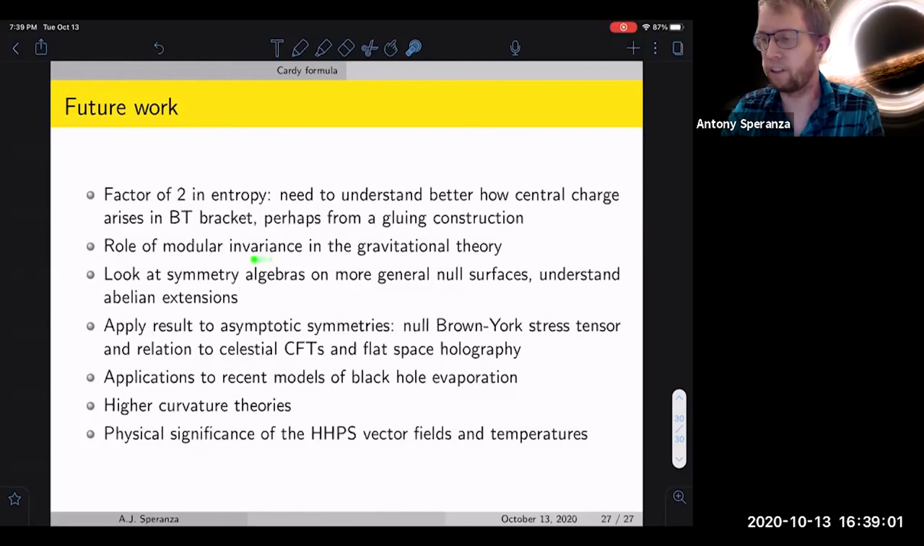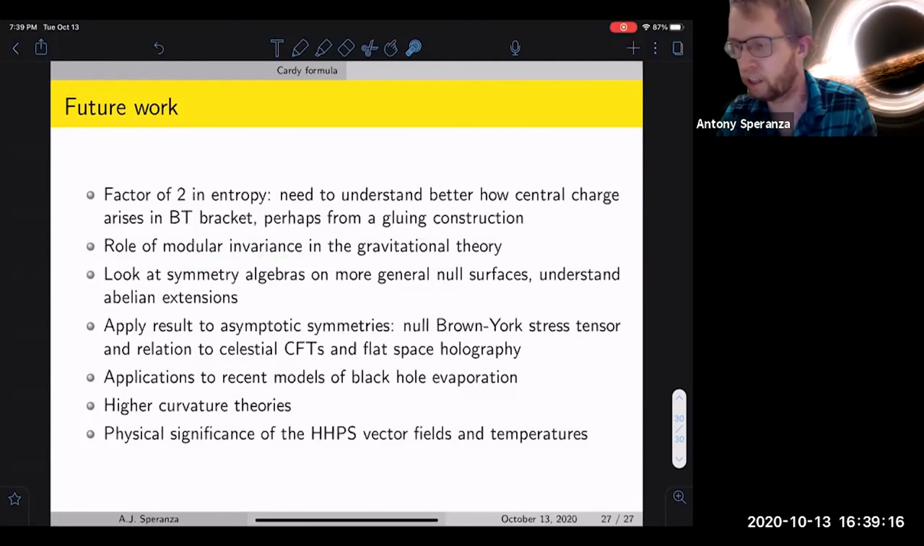So there's just a question of where is modular invariance in this story. It's probably true that just Virasoro symmetry doesn't have enough information to fix the density of states, and you really need something like this bigger symmetry associated with modular invariance. But some other things you could do is you could now start looking at general null surfaces and understand where these extensions come in.